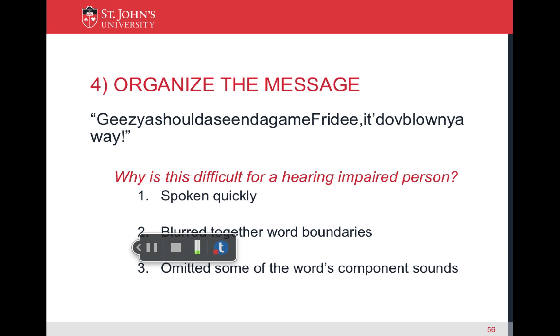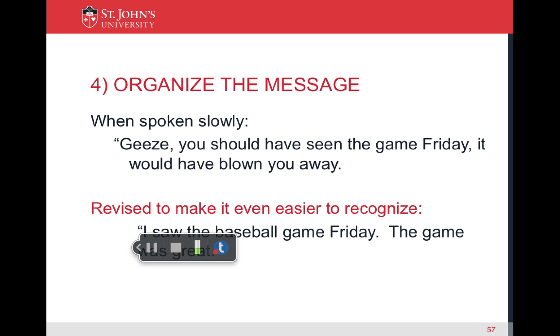So it's spoken way too quickly, blurred together word boundaries, and you're omitting some of the word's components. So when you speak it a bit slower, it's better. So, geez, you should have seen the game Friday. It would have blown you away. But this sentence can be made even better. So, I saw the baseball game Friday. The game was great. So why is the second sentence so much better?